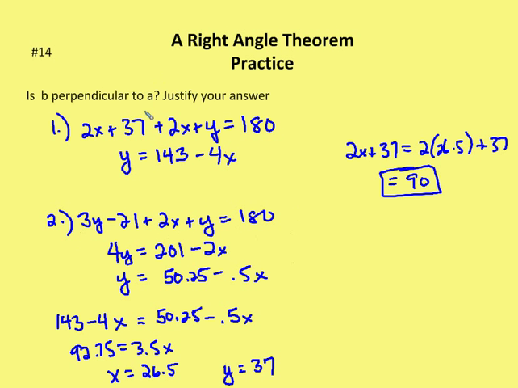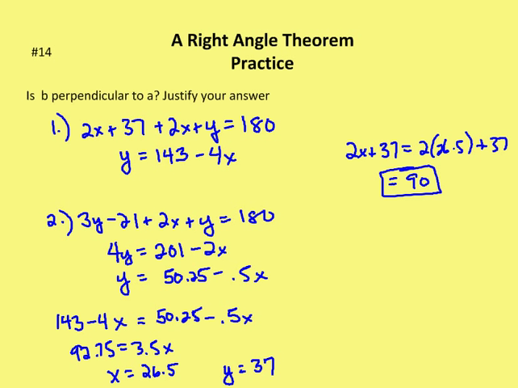So I'm going to use that information, and I'm going to solve for y in terms of x. So 2x plus 37 plus 2x plus y is equal to 180. And I solve for y, and I get that y is equal to 143 minus 4x.